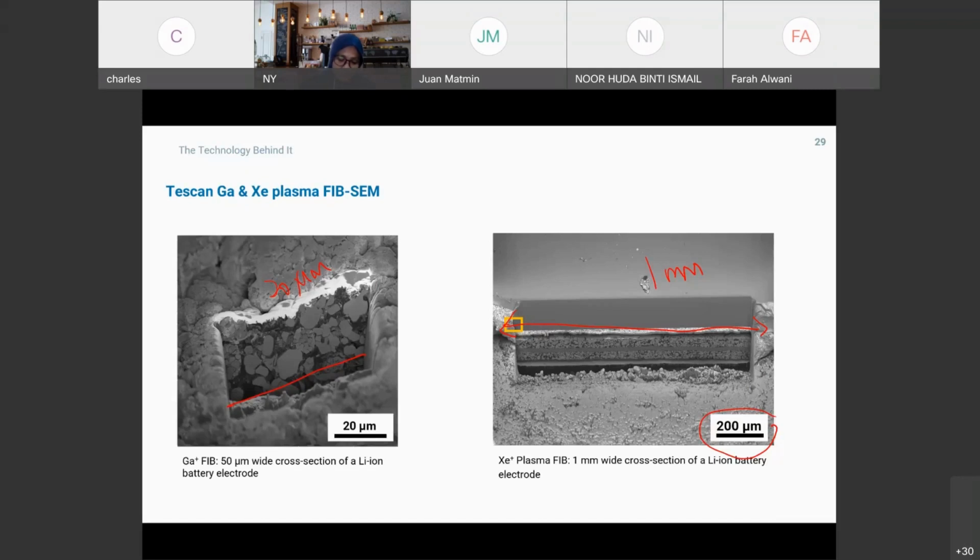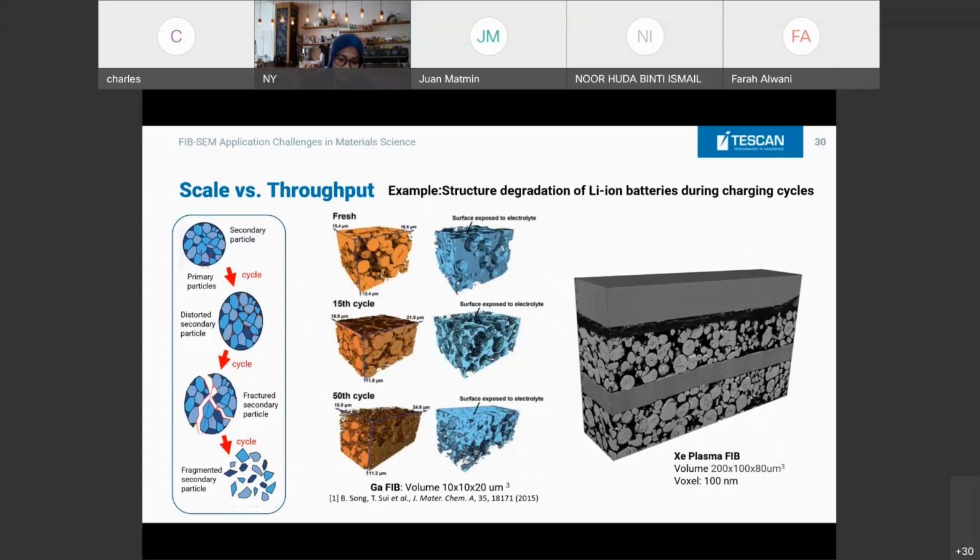Then let's take a look at this application, the battery application. So the lithium-ion battery, a material kind of sample. Of course, you know that battery is the leading energy storage. They are very useful in electronic portable devices or even in hybrid vehicles. So purely the analysis of SEM is no longer enough. That is where the FIB-SEM comes into play.